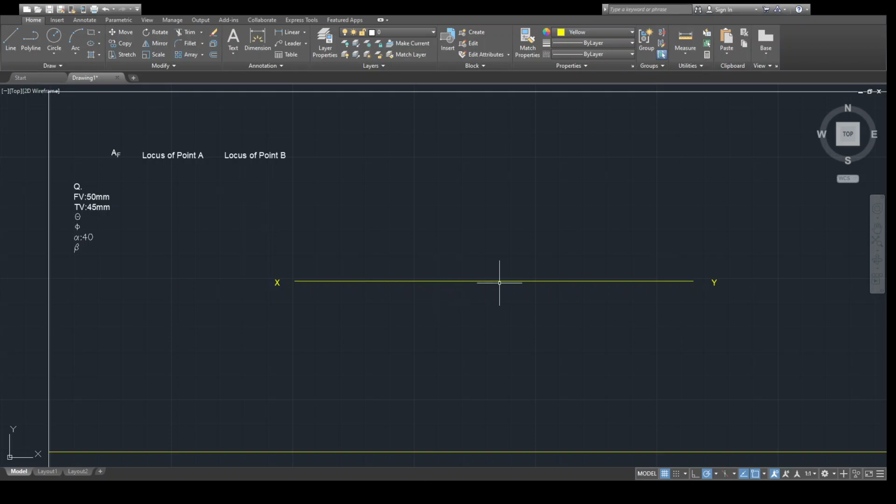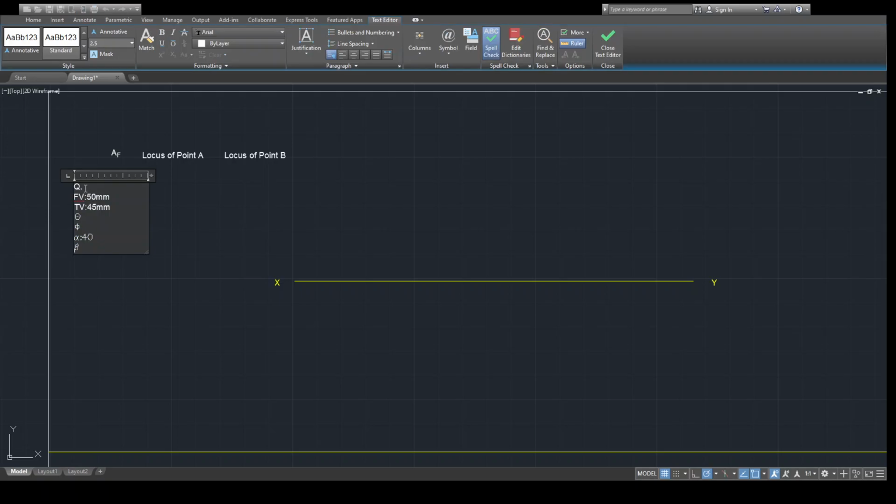So welcome students, in the next lecture on projection of lines. As we know, in the previous lecture we discussed that if you know any three parameters of projection of lines, you can complete the rest of the projections of a line. Now here, I will call this question number 1, because we are going to solve two questions here.